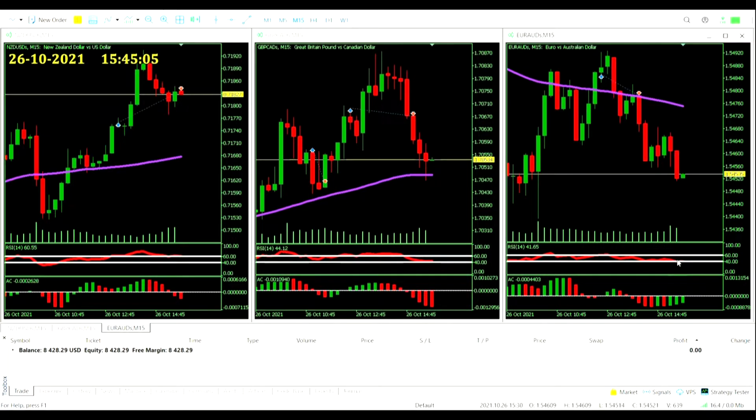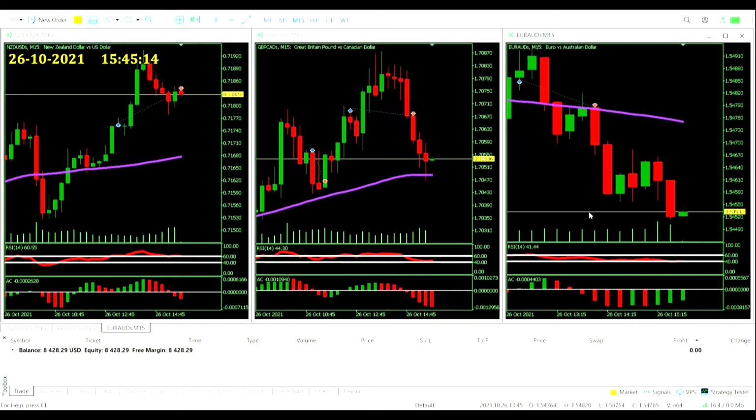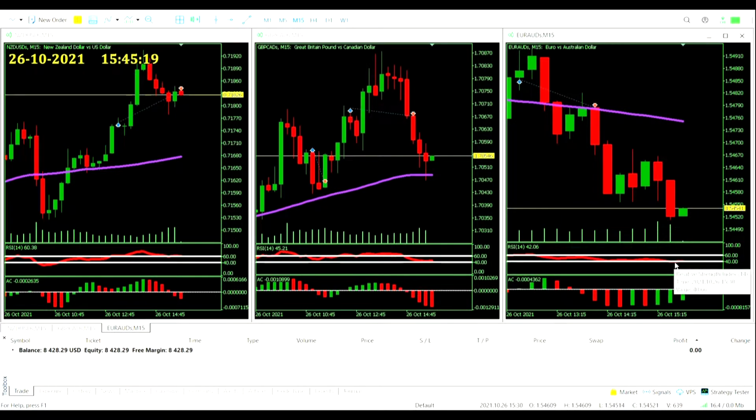Brilliant stuff. And if we look over here, we can actually see RSI. What did it finish at? 40.66 by the look of it. Almost seems like it's touching through there. Can't see one pixel of it, but this is determined to tell me that it is 40.66 that it finished.